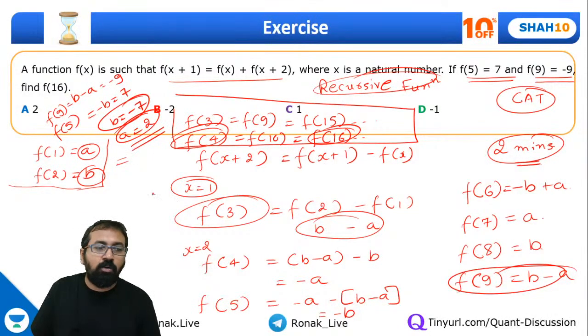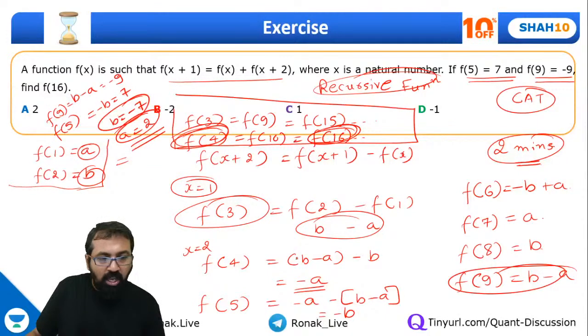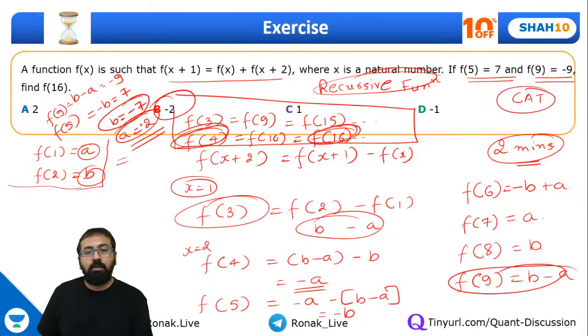Have you understood up till now? So we got the b and a values, and now we need to find out f of 16. For that we'll have to find out f of 4. So what is f of 4? It's minus a. And what is a? 2. So your f of 16 will come out to be minus 2. That is option B. I hope all of you have understood this.